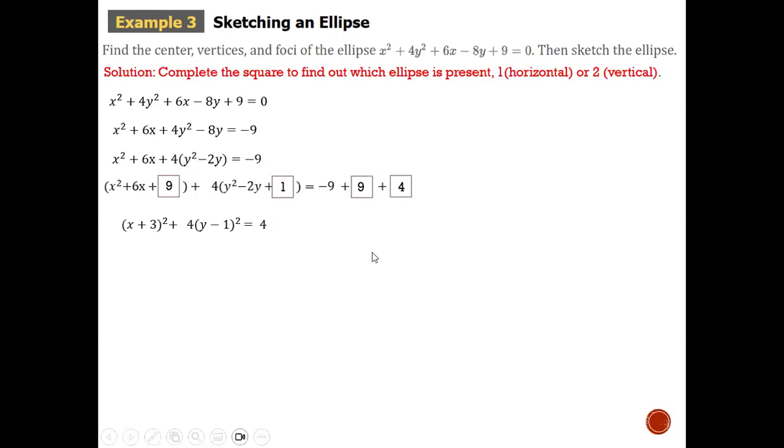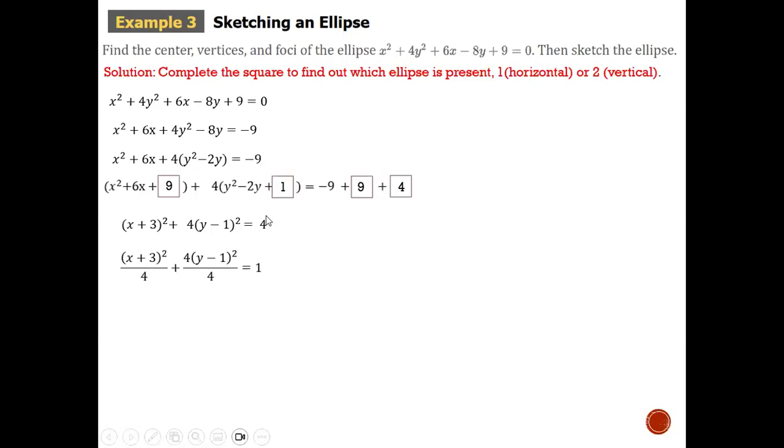Let's simplify. So we factor. These are now perfect square trinomials. So x squared plus 6x plus 9 factors to x plus 3 times x plus 3, or x plus 3 squared. Y squared minus 2y plus 1 factors to y minus 1 squared, and there's a 4 on the outside, equals negative 9, 9 cancel, plus 4 equals 4.